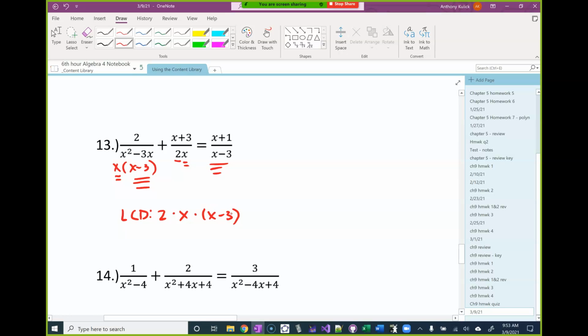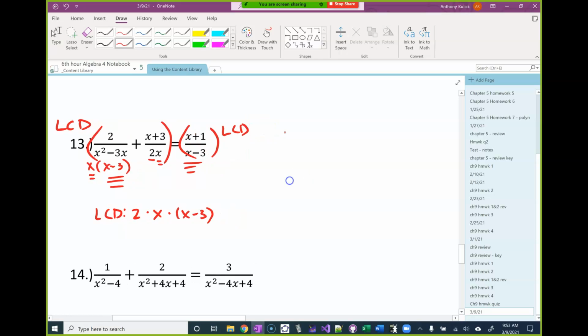So what I'll do then is multiply both sides of this equation by the least common denominator, and I'm going to rewrite what I have here. So the least common denominator distributes to the first fraction, and distributes to the third fraction. So far, so good.